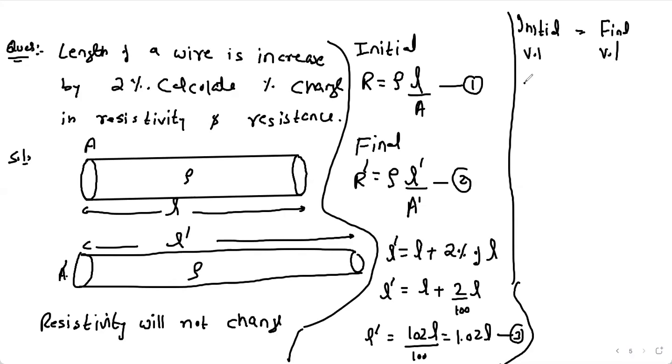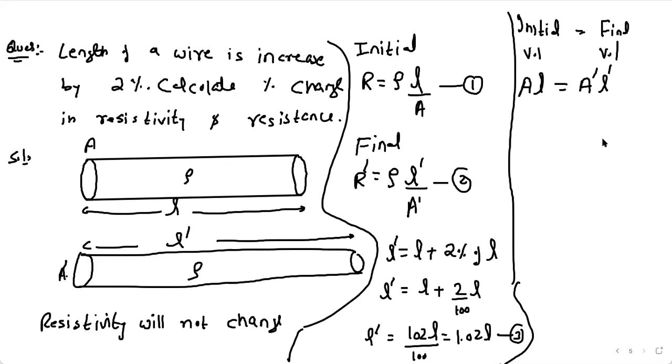Area and length is area into length. A into L is the initial volume. Final volume, Shahzada? So L prime into A prime. A prime into L prime is the final volume. Good.